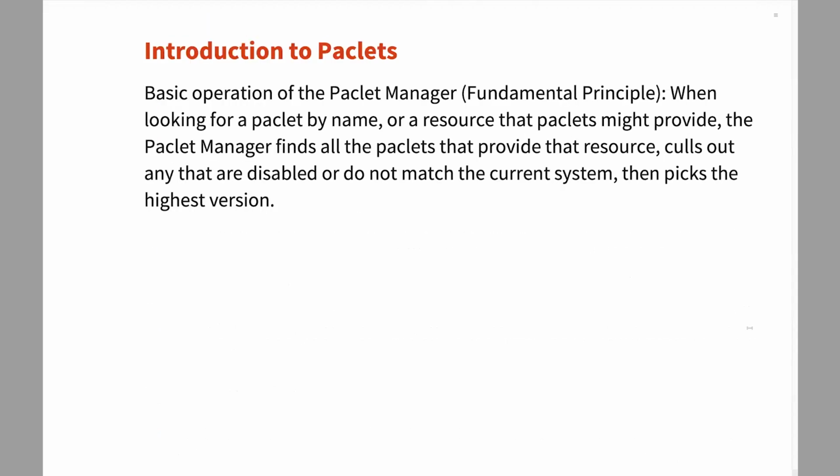All right, so the fundamental principle of the package manager is that whenever the system goes to look up a paclet by name or some resource that a paclet might provide, the package manager finds all the paclets that could provide the resource. It culls out any ones that are either disabled by the user or don't match the current system. Then it takes the one from the paclet with the highest version number.